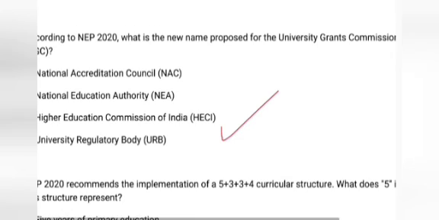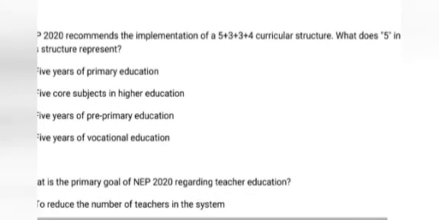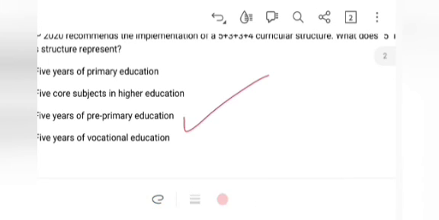You must remember it. Likewise, NEP 2020, it recommends the implementation of 5+3+3+4 curricular structure. What does 5 in the structure represent? 5 years of primary education, 5 core subjects in higher education, 5 years of pre-primary education, 5 years of vocational education. So it will be number C, that is 5 years of pre-primary education.